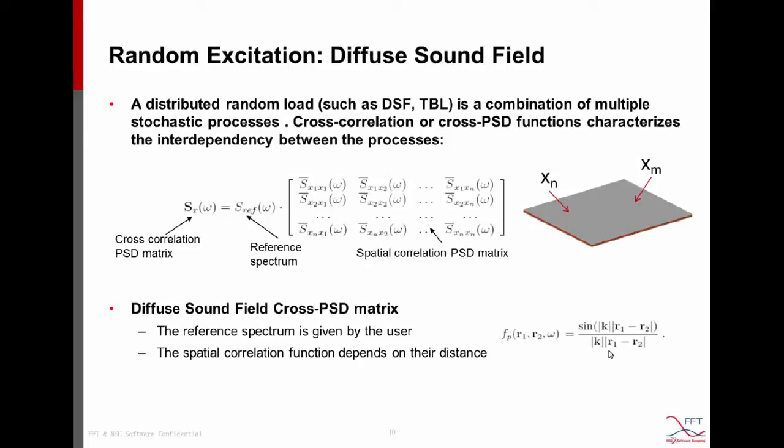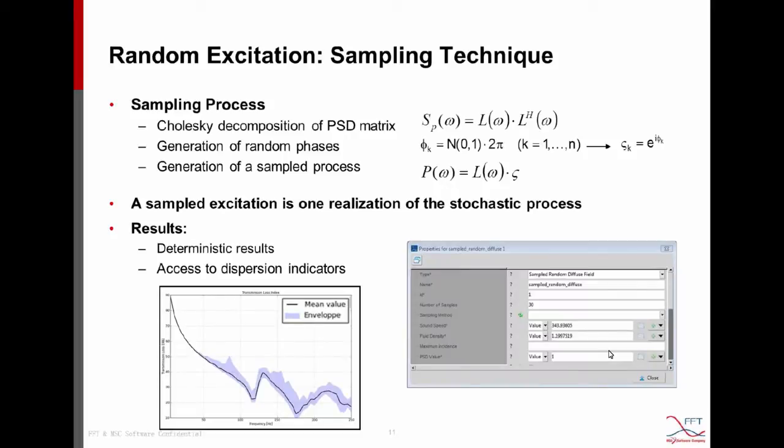And the cross-PSD matrix is dense, it's a full matrix. In the direct frequency response, applying that matrix directly as excitation is computational cost prohibitive. So we will find other ways to introduce this PSD excitation to the surface. Well, there are several ways existing in Actran, and I will introduce the sampling technique.